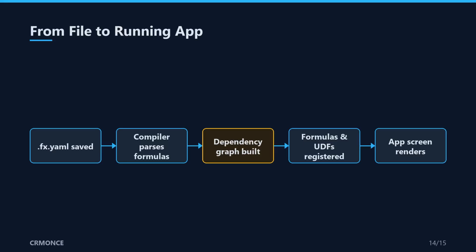Let's recap the whole journey from file to running app. You save changes in .fx.yaml, whether that's in VS Code or Studio's formula view. The PowerFX compiler checks every formula and function for correctness. It builds a dependency graph, figuring out exactly which formulas rely on which other formulas or data. Then it registers all your named formulas and user-defined functions into the app's global scope. Finally, your screen renders with everything already calculated and ready. No app start delay, no waiting on button clicks to populate values your users need immediately.